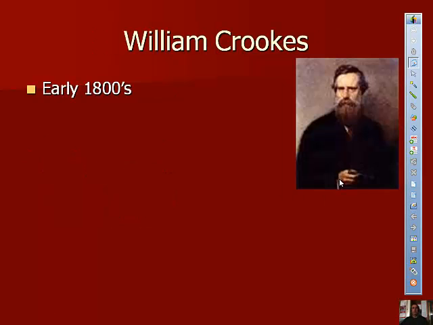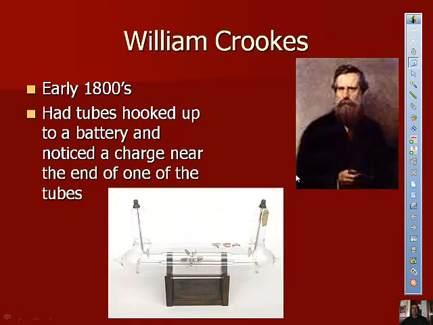Now, William Crookes comes along in the early 1800s, and I'm going to tell you he doesn't completely come up with anything about the atom, but what he did is he gave us a piece of equipment that scientists use to come up with their discoveries of an atom. He had tubes that he hooked up to a battery or an electric charge, and when he hooked up those positive and negative terminals, he noticed that there was going to be a spark or a little bit of light near one of the ends of the tube.